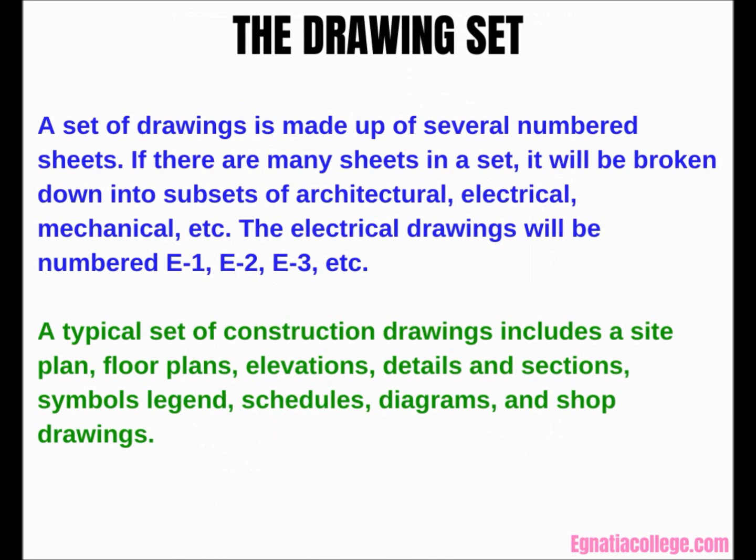The drawing set. A set of drawings is made up of several numbered sheets. If there are many sheets in a set, it will be broken down into subsets of architectural, electrical, mechanical, etc. The electrical drawings will be numbered E1, E2, E3, etc. A typical set of construction drawings includes a site plan, floor plans, elevations, details and sections, symbols legend, schedules, diagrams, and shop drawings.